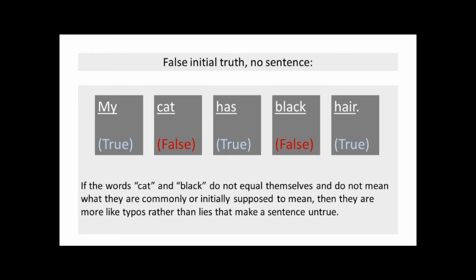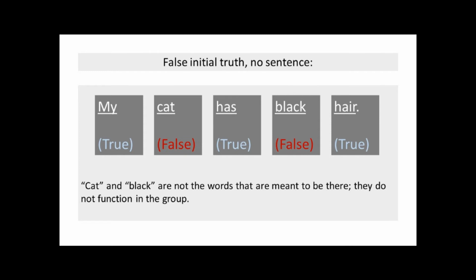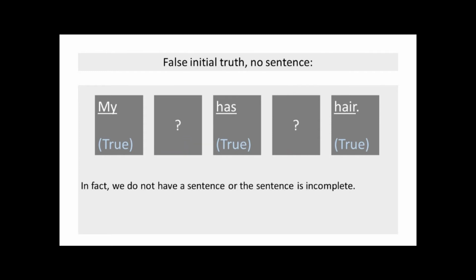If the words cat and black do not equal themselves and do not mean what they are commonly or initially supposed to mean, then they are more like typos rather than lies that make a sentence untrue. Cat and black are not the words that are meant to be there. They do not function in the group. In fact, we do not have a sentence, or the sentence is incomplete.